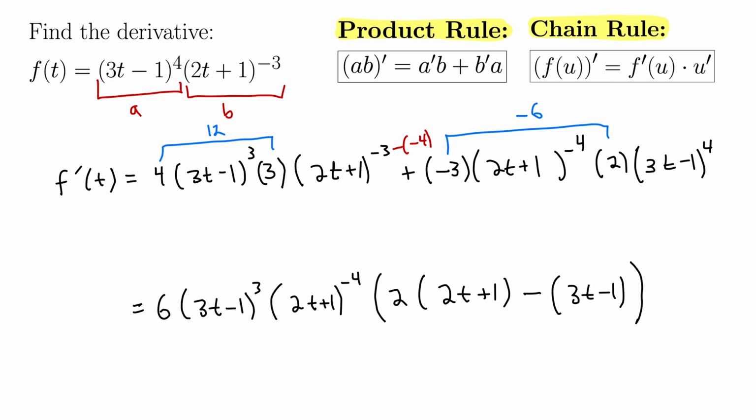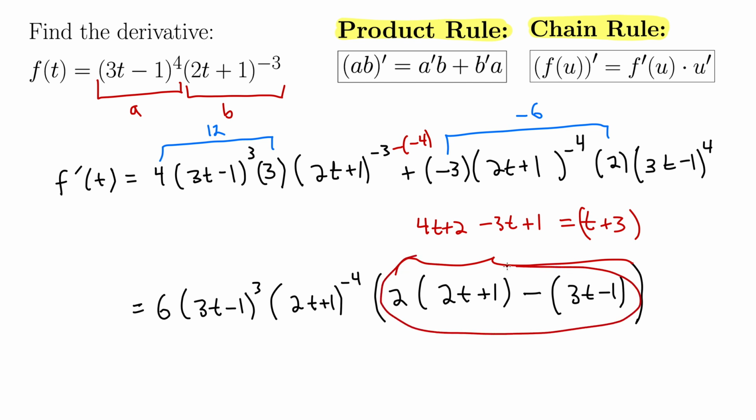And now we're on a roll. So here I'm just going to simplify this inside bit here before I rewrite the whole thing. Distributing the 2 gives us 4t plus 2 minus 3t plus 1. Combining like terms there gives us t plus 3. So this whole bit inside these parentheses here factors to t plus 3. Thus, we can rewrite our final answer here as 6 times 3t minus 1 cubed times 2t plus 1 to the negative 4 times t plus 3.